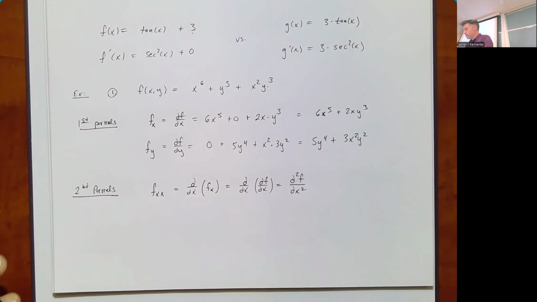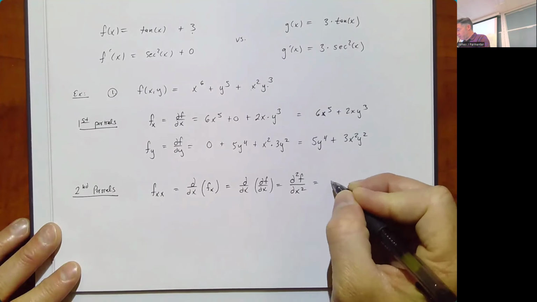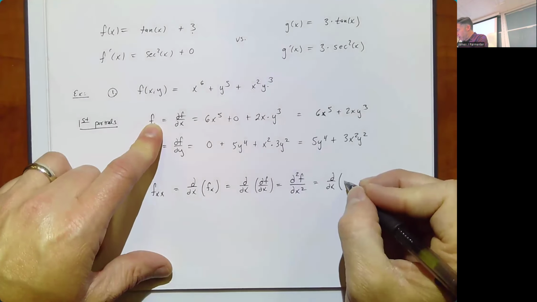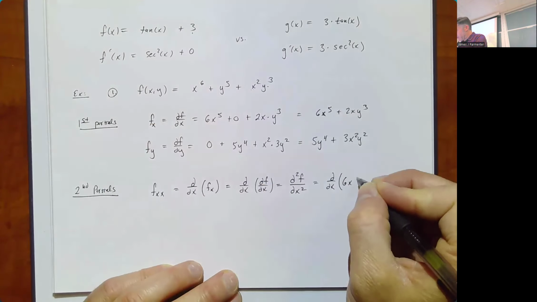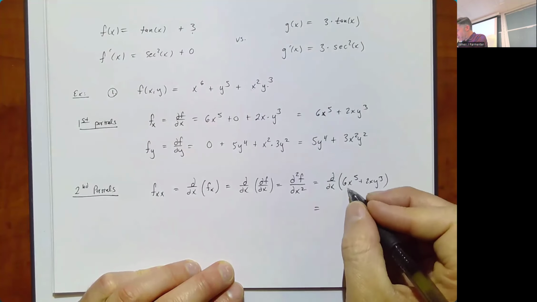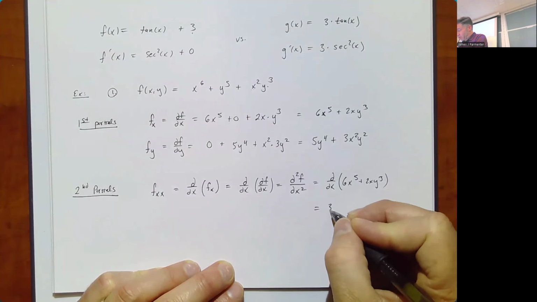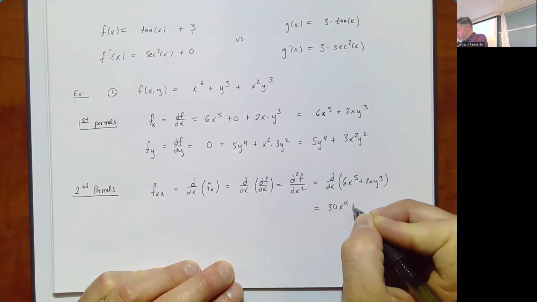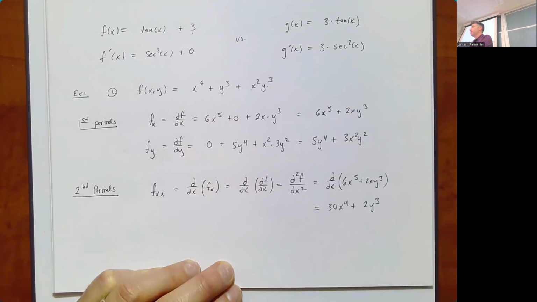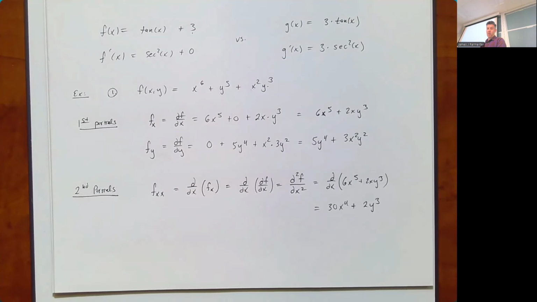So here, I'm literally just taking the derivative with respect to x of my fx, which was 6x to the fifth plus 2xy cubed. And the derivative of that is going to be, the derivative of 6x to the fifth is 30x to the fourth. And the derivative of 2x times a constant is 2 times that same constant. So you get 30x to the fourth plus 2y cubed.